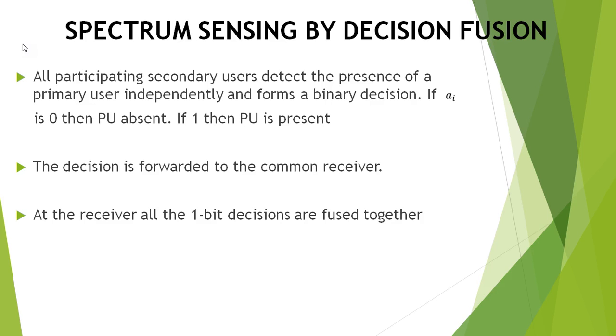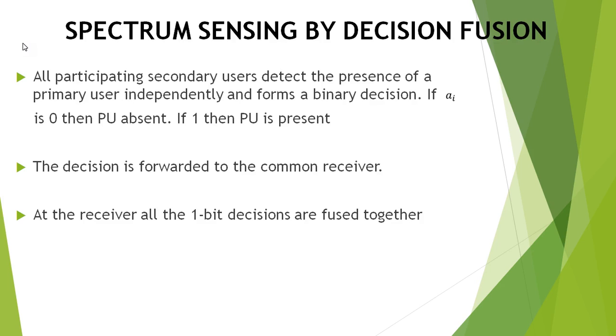Now we will discuss spectrum sensing based on decision fusion. In cooperative spectrum sensing, all secondary users identify the availability of the primary user independently. Each secondary user makes a binary decision based on its local spectrum sensing and then forwards one bit of the decision to the common receiver. The decision can either be 0 or 1. That means if it's 0, the secondary user concludes that the primary user is not present.